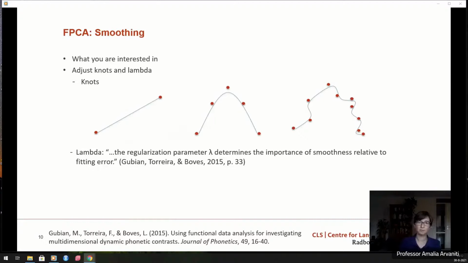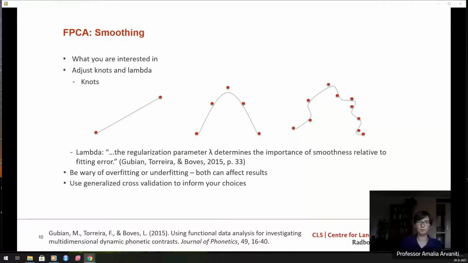Lambda is a regularization parameter that determines the importance of smoothness relative to fitting error. So you have to be wary of overfitting and underfitting in these cases because both can affect the results. If you overfit the data, you're going to get results that may not be as interpretable because you have lots of noise. If you underfit the data, you may not be able to interpret the results because you've removed a lot of important information. So it's important to have a balance here. And you can use generalized cross-validation to inform your choices on what lambda and knot values to use. And visual inspection is also key. And we're now going to go into an example.